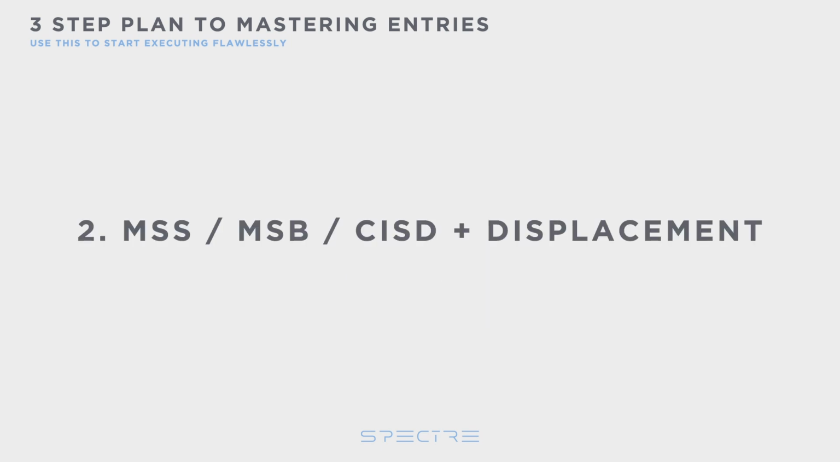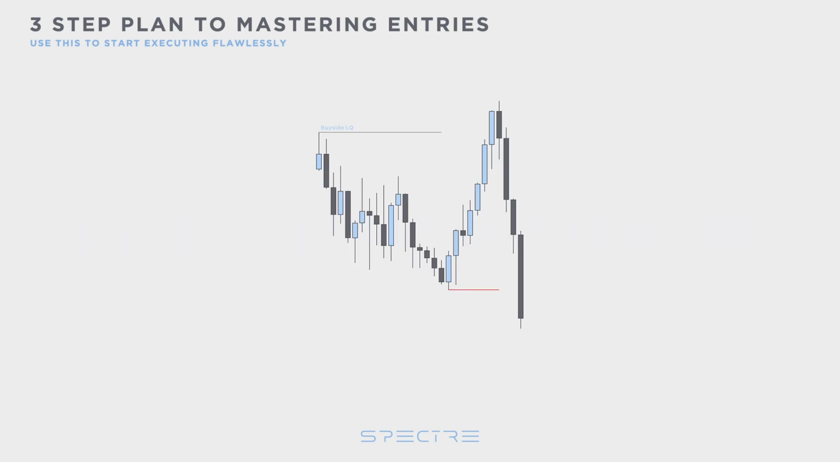Your second step, you want to see a market structure shift or break or a change in state of delivery. This should be seen with displacement. If you are unaware of what this is, then we suggest you watch our existing videos on these topics. But this will confirm your reversal is in place. Here, we get a market structure break with displacement following the sweep on buy-side liquidity.